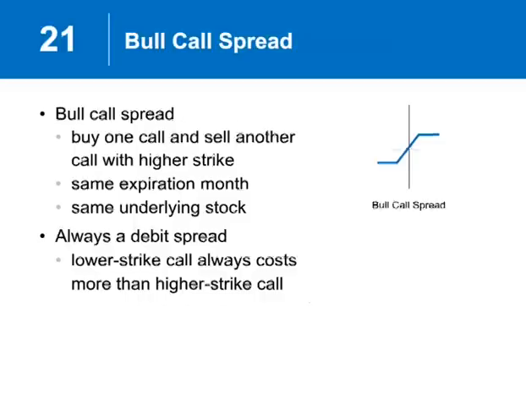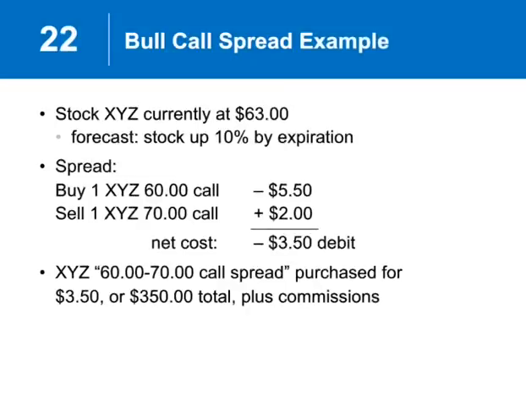Let's take a look at an example. Again, XYZ, stock's $63. Now, it's so often the case when we're using options, we have an opinion, we have a forecast on the underlying. In this particular example, we have a rather aggressive forecast that the underlying XYZ we expect to rise by 10% between now and expiration. So again, the stock's 63.